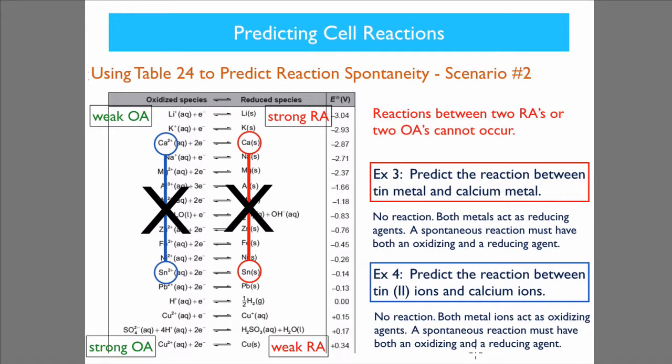And here, this one's more straightforward, I guess. It's just common sense. A reaction between two reducing agents or two oxidizing agents isn't going to occur. So if you try to predict the reaction between tin metal and calcium metal, there's going to be no reaction. Both metals act as reducing agents, and a spontaneous reaction must have both an oxidizing and a reducing agent. In the same way, if you've got tin 2 ions and calcium ions, you get no reaction. Both metal ions act as oxidizing agents, and a spontaneous reaction must have both an oxidizing and a reducing agent.